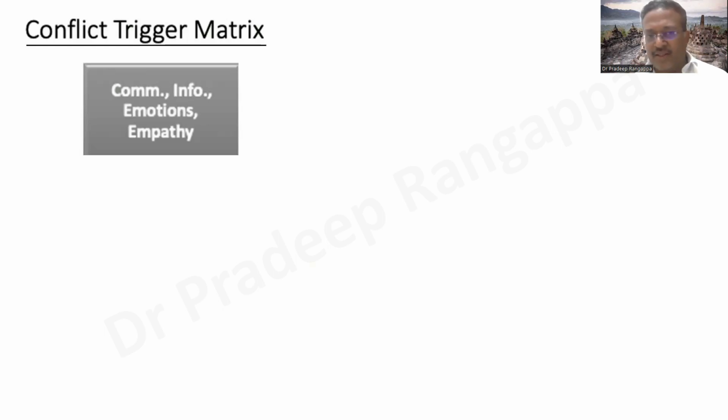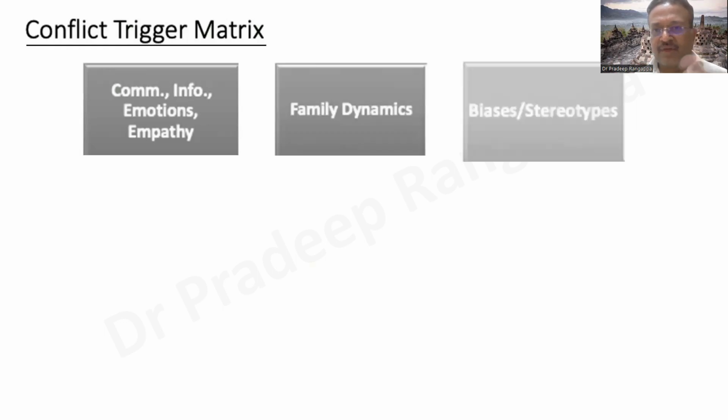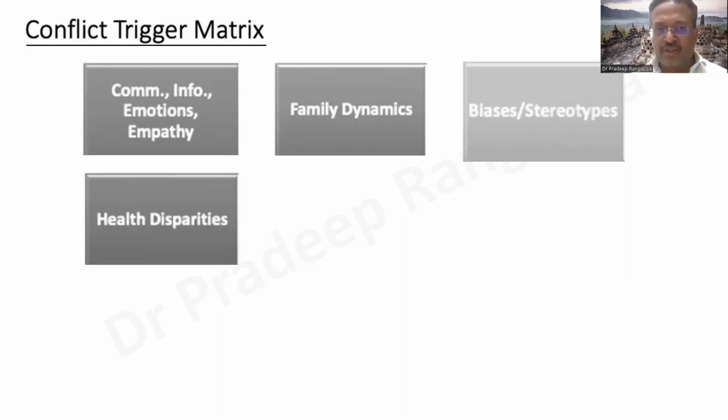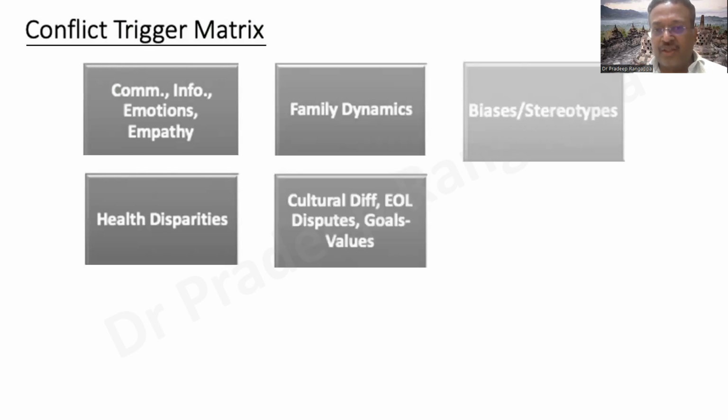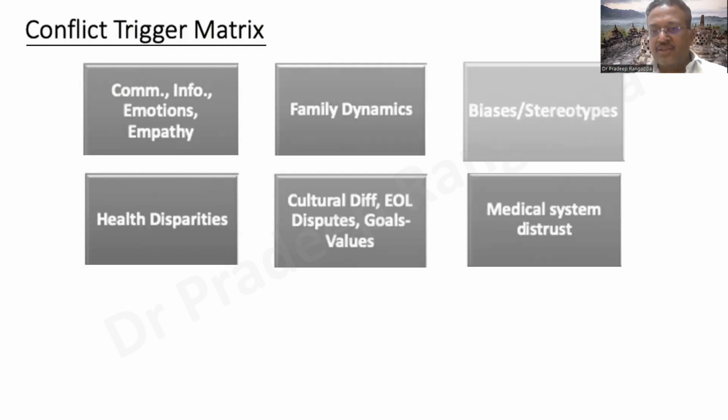So any conflict that arises within ICU will fall in one of these domains or dimensions. I'll show you different dimensions. One is communications, the type of information given to the patient's emotion and empathy, family dynamics, the biases, which I said optimism bias, which I showed in a cartoon, health disparities, which is very much prevailing in a country like India, cultural differences, end of life disputes, goals, which we discussed, medical system distrust.